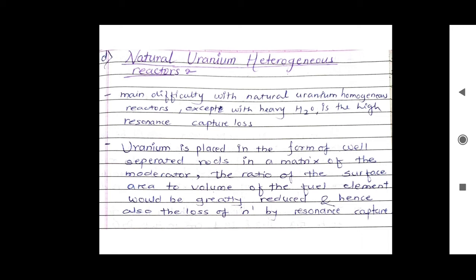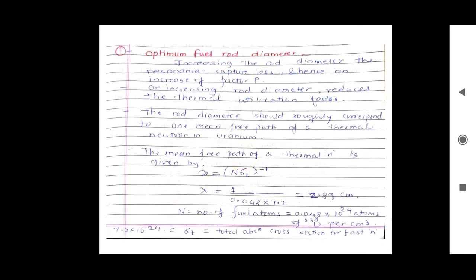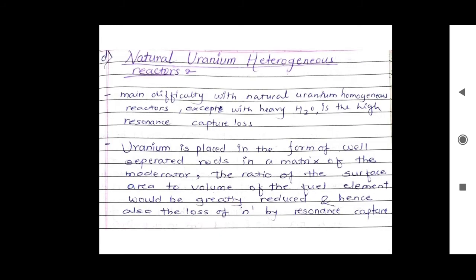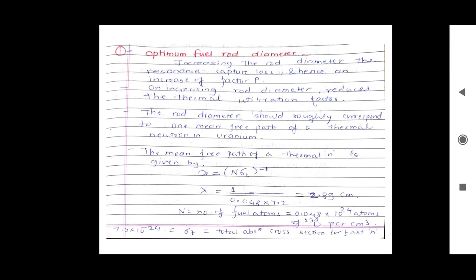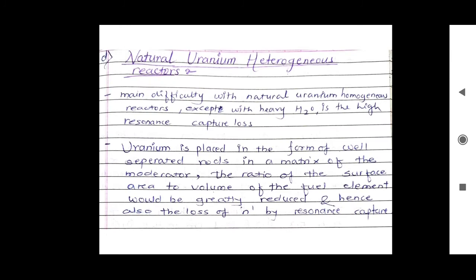So in the natural uranium heterogeneous reactor, the fuel is natural uranium and the moderator is heavy water, and the maximum loss of neutrons is due to the high resonance capture loss. So we have to keep that fuel in the matrix of the moderator material so that the loss will be reduced. Now we will see the required conditions for the natural uranium heterogeneous reactors. We have to reduce the loss of neutrons due to the resonance capture.